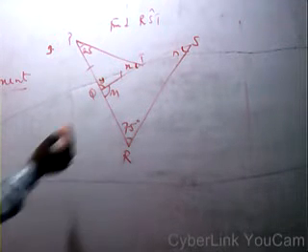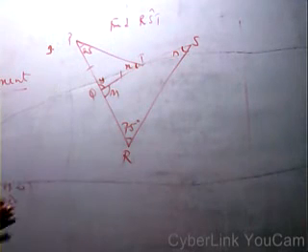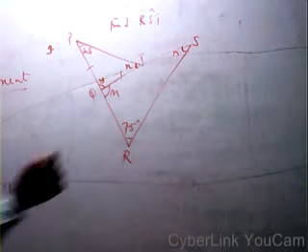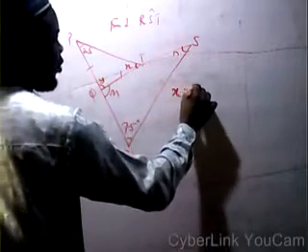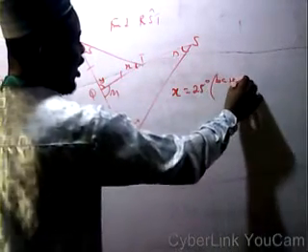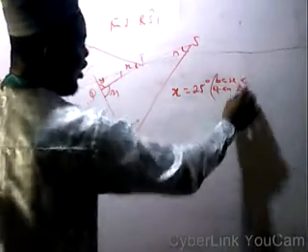Now, how are we going to know the value of x? That one is very simple. x is also 25. Why? Because it is the base angle of an isosceles triangle. So from that, you can say that x equals 25 degrees. Why? Base angle of an isosceles triangle.